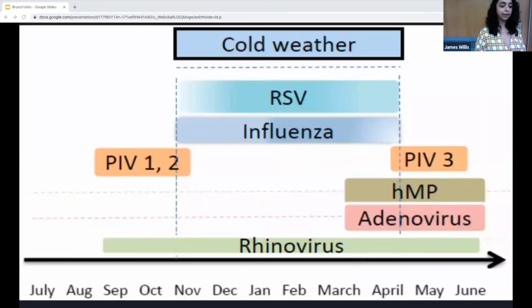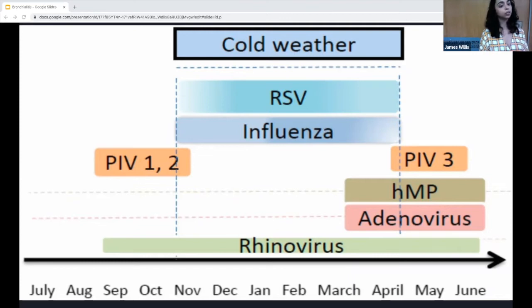So let's talk about viruses a little bit. RSV and influenza are generally only seen in the winter months, but actually can be seen up until April. So we're in RSV season right now. So you will likely, if you are in the PDER, see a patient that has RSV bronchiolitis.